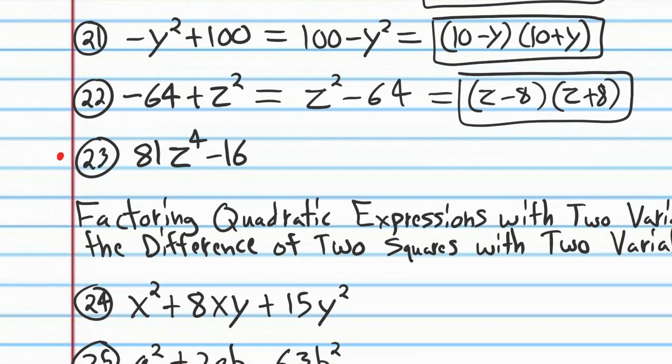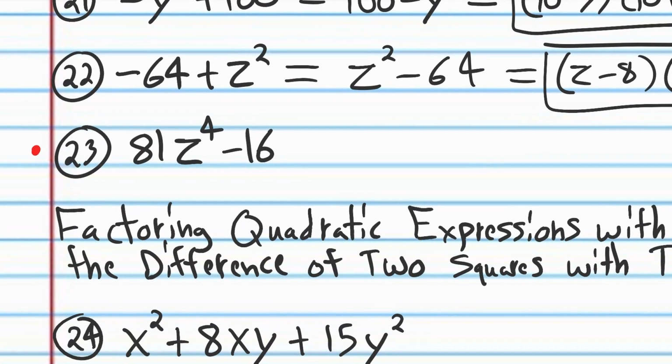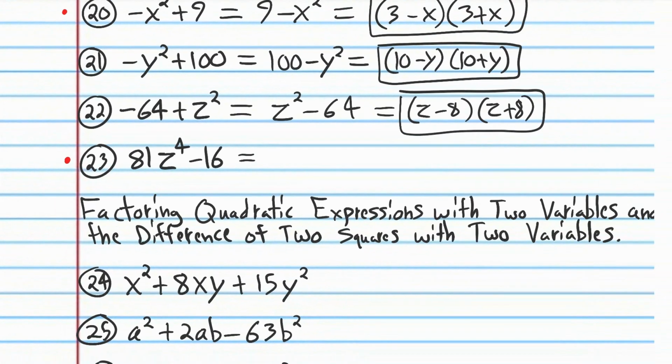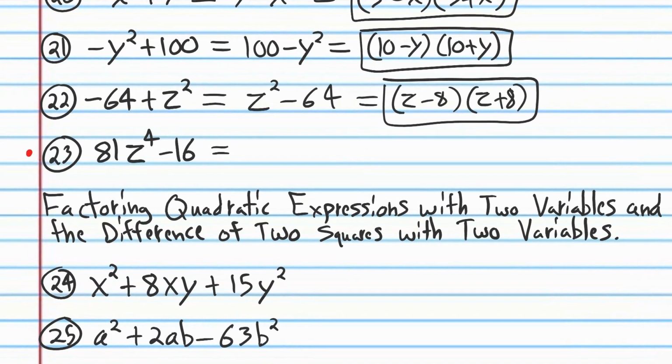All right, so 23 is going to be a little different. It's kind of a challenge problem. I don't think this problem is that important at this point in your education, but if you see this, I just want you to have an idea of how to do it. So we're going to do the same thing. 9 times 9 is 81, so it's going to be 9, and then of course 4 on the second term, and we need a plus and minus.